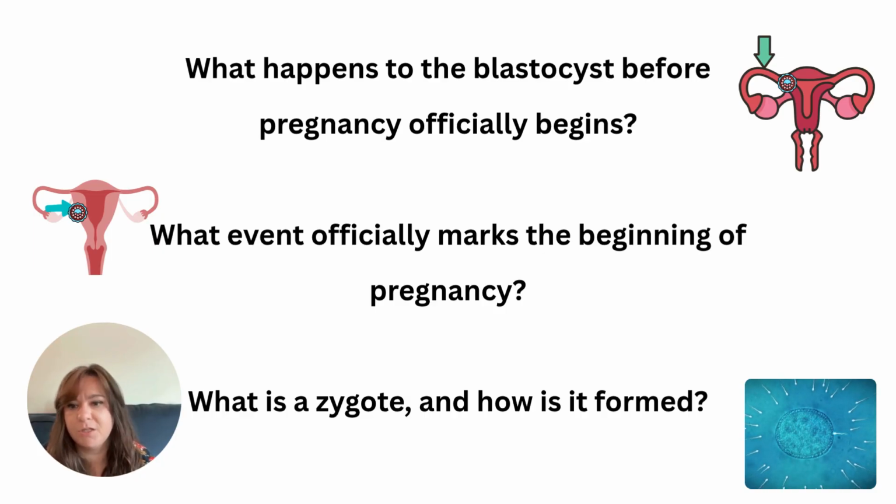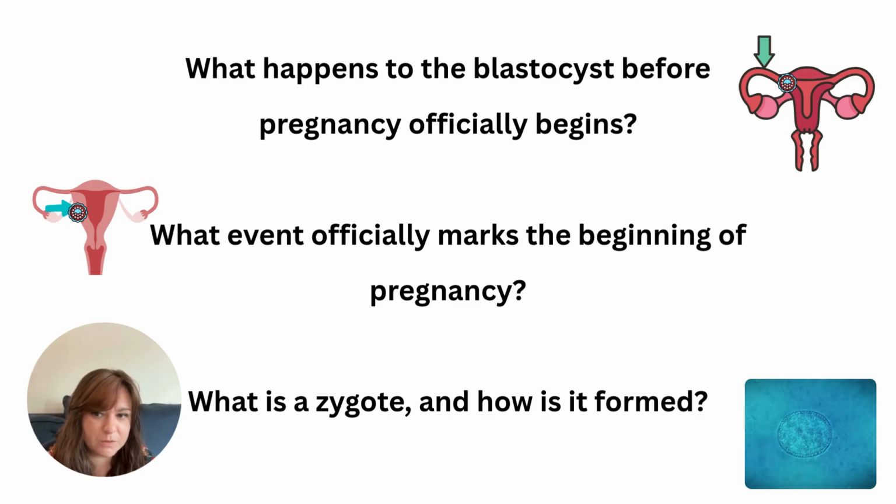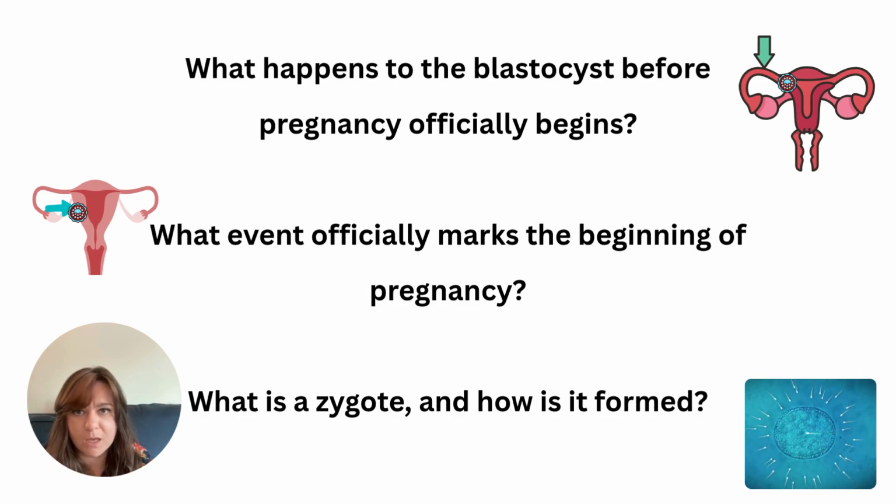And the last question, what is a zygote and how is it formed? So a zygote is a fertilized egg cell. It's been fertilized by the sperm. It forms because the sperm cell is joining the egg cell. And that is an overview of prenatal development. We are going to go into the different trimesters and what we can kind of understand is happening during this fetal stage.